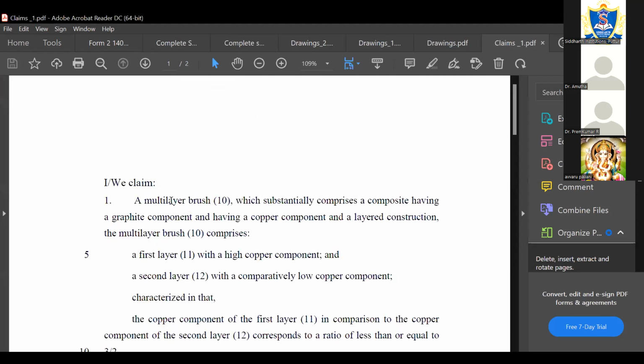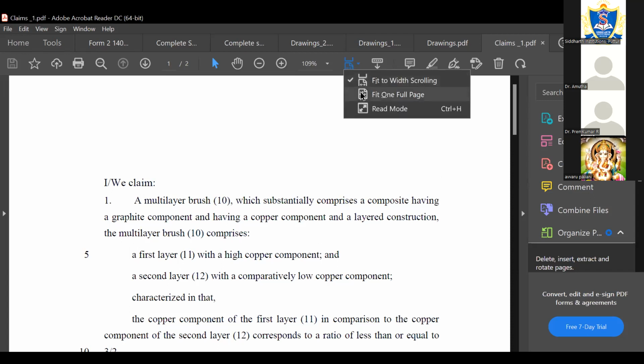Here also, you have to write I or V. If only one applicant is there, then we have to write I claim. If there is more than one applicant, then you have to write V claim. So that needs to be taken care of. The first thing is you have to start with I claim or V claim, and then you have to write your claims.